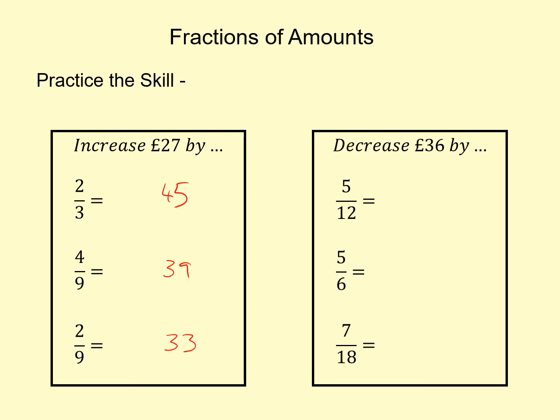And then the decrease, so 36 divided by 12 is 3. 3 times the 5 is 15, so we're saying 36, take away 15 is 21. 36 divided by 6 is 6. 6 times by the 5 is 30, so we're taking 30 away, so that one is just 6. And then 7/18ths. Well, 18 goes into 36 twice, so 2 times the 7 is 14. 36 take away the 14 is 22. Again, remember, these are all in pounds, so don't forget your unit. Back in the front, they should have all been in pounds.